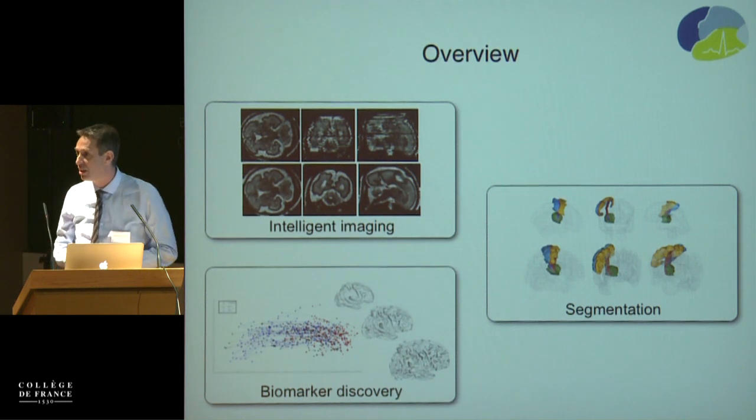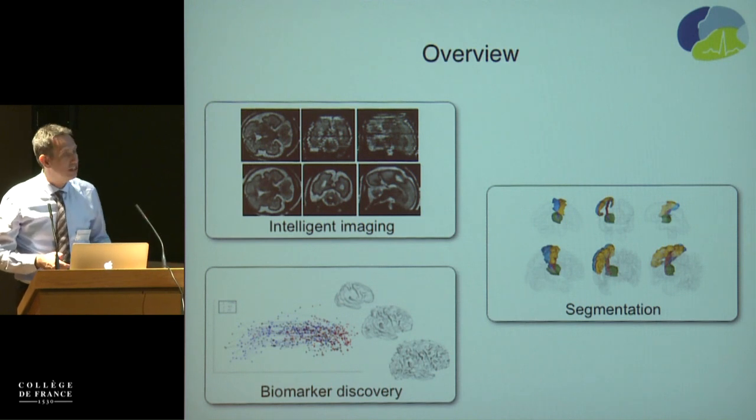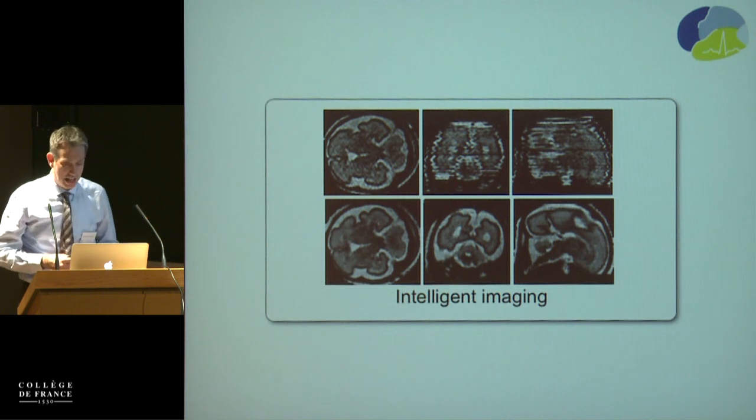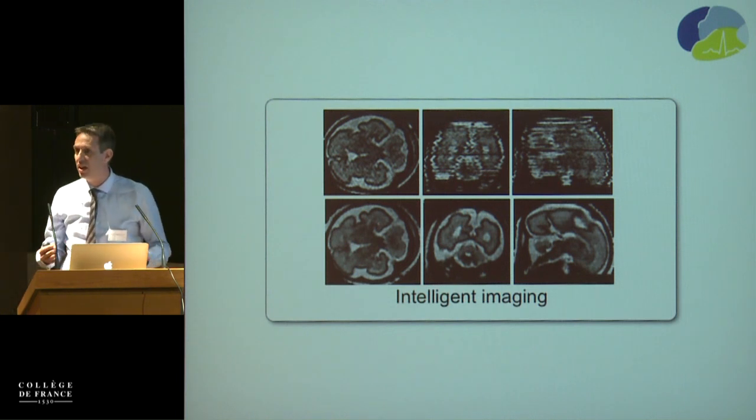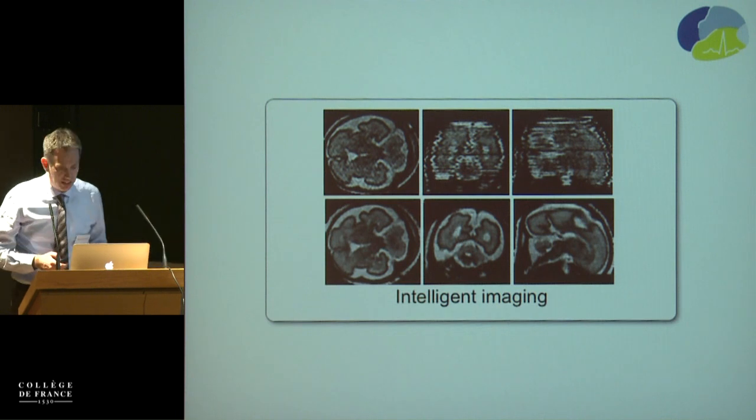So the first thing I would like to do is actually show you an idea of how we can use machine learning to make the way we acquire our data actually better. And we call this concept intelligent imaging. And I want to give you a brief idea of how this works.